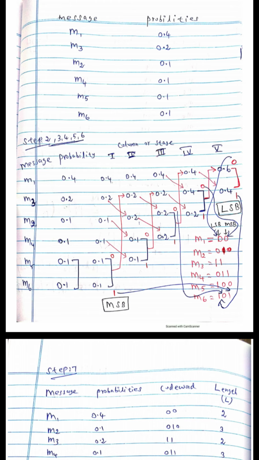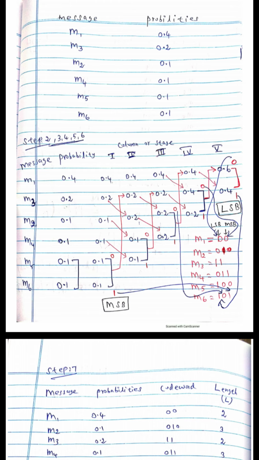Again this moves to the first position in column 5. So in column 5, write the new value 0.6 and the 0.4 value. Here assign 0 to the 0.6 and 1 to 0.4.